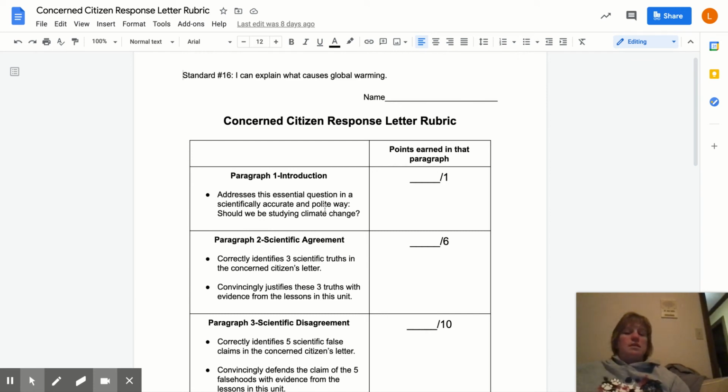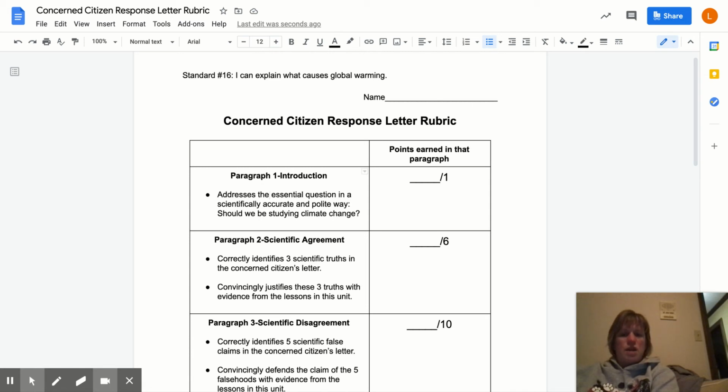So you have to address the essential question in a scientifically accurate and polite way. And so when I say address the essential question that way, here's the question: should we be studying climate change? Now, I want you to clearly understand this. You don't get to just say, oh, I don't think we should be studying climate change, end of letter. Like, that is not what the science tells us. And so you need to assert in your first paragraph in a polite and scientifically accurate way that we should be studying climate change. Now, that's only 1 point out of the 20 that'll translate to a 4-3-2-1.